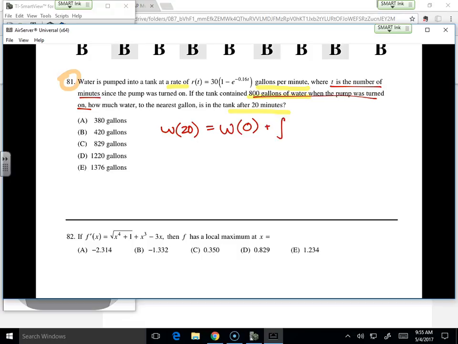Plus, now I have an A and B, don't I? What's my A? 0. What's my B? 20. Because I know the initial, I know it was 800 at the beginning when the pump was turned on. And I know the 20, and what can I plug in my integral? A rate. Plug and chug it to your calculator, kids, because W of 0 was 800 gallons.